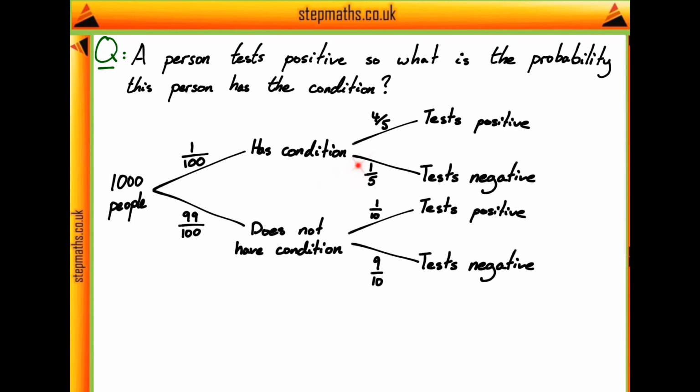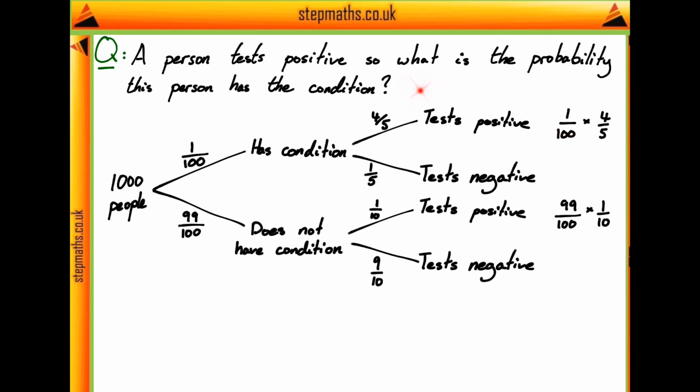So now that we've done that, we can think a bit more about what the question is actually asking us. It's: if a person tests positive, what is the probability this person has the condition? Let's just look at the probability of someone testing positive first of all. If they have the condition and test positive, then the overall probability of this happening is just going to be 1 out of 100 multiplied by 4/5. Alternatively, the person could not have the condition and then test positive. So this would just be our probability of 99 out of 100 multiplied by 1 over 10. These together are going to give us the overall probability of someone testing positive.